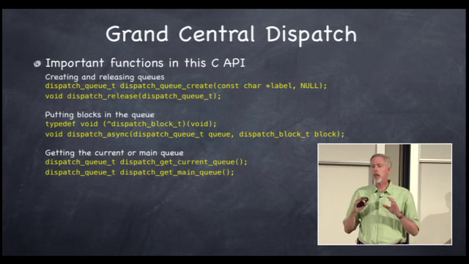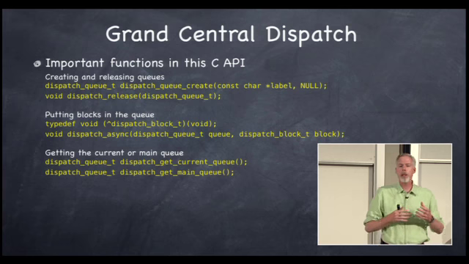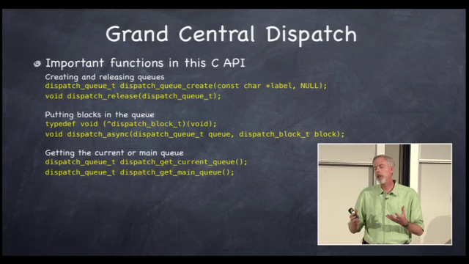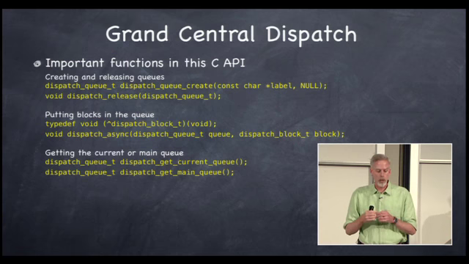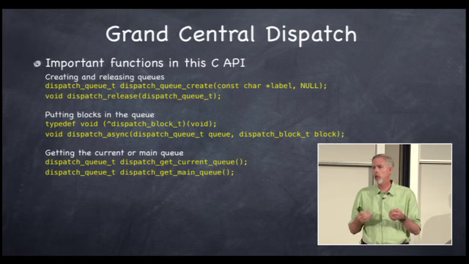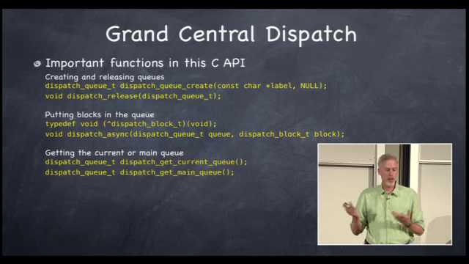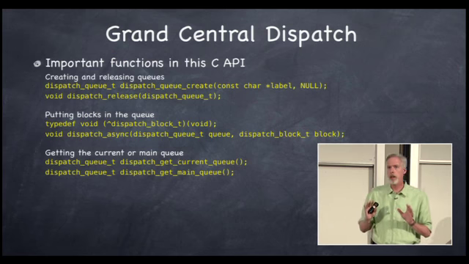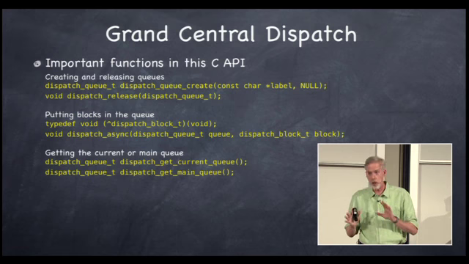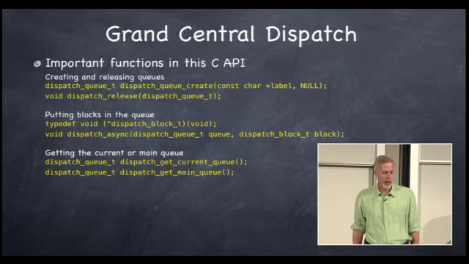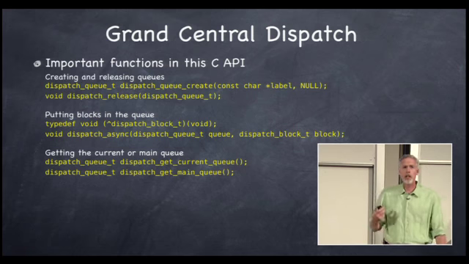Okay? And that's just a label that's used, for example, in the debugger or the other performance tools to name your queue. Because you've got this queue, it's executing these blocks, you want to look at it in the debugger, you want to be able to recognize it. So this is just a name. You can give it any name you want. It's nice to give each one its own name so that you can differentiate them in the debugger. And then release, you have to release them.